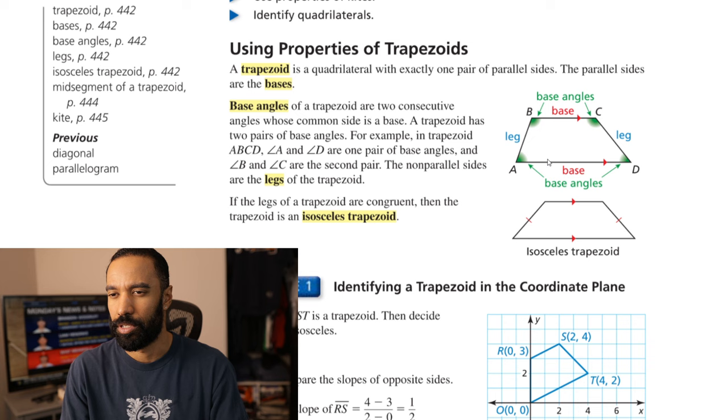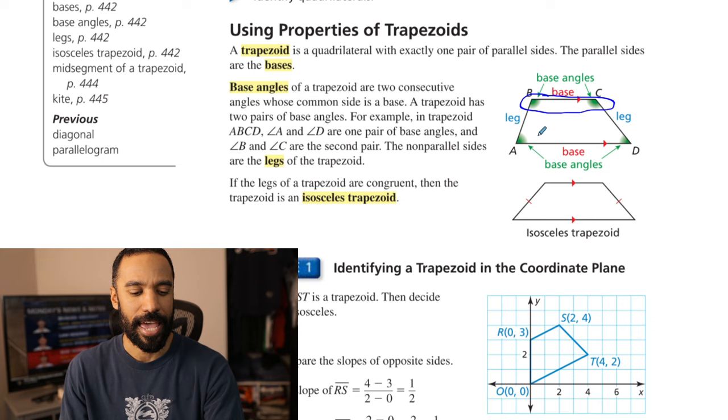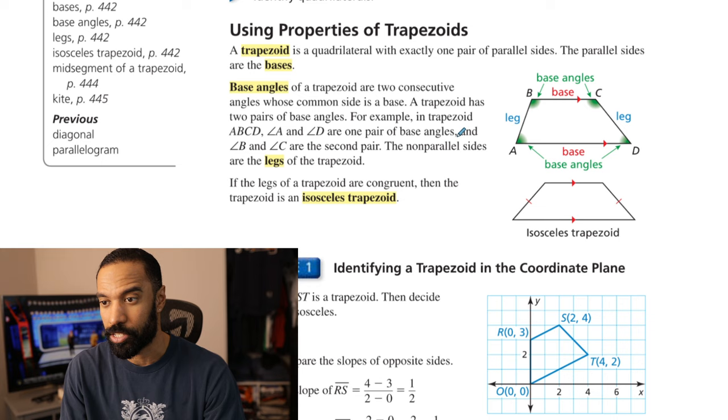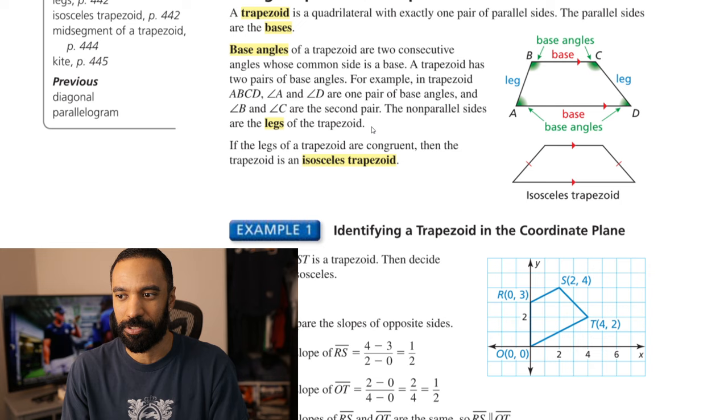Base angles of a trapezoid are two consecutive angles whose common side is a base. So here's a pair of base angles, and then here's a pair of base angles. Angles from a single base each. They're not necessarily congruent or anything like that, unless it's a certain kind of trapezoid. A trapezoid has two pairs of base angles. So A and D are base angles, B and C are base angles, the second pair.